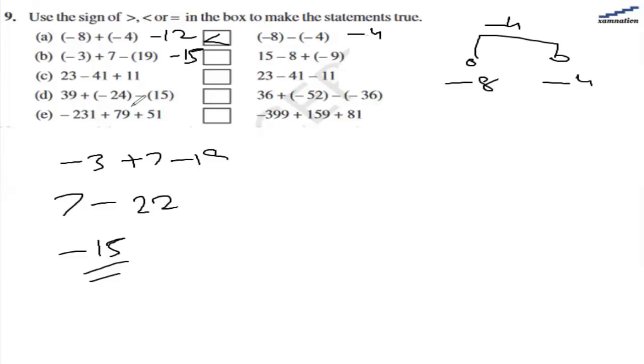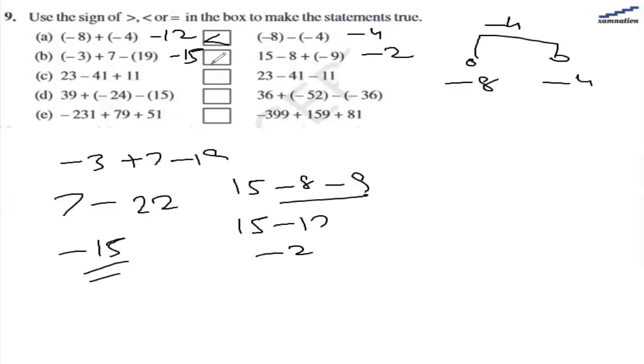And on the right hand side we have 15 minus 8 and minus 9. So we have 15 minus 8 and minus 9 when you open the bracket. So this will be 17, and the answer will be minus 2. So again, we have seen the right hand side is bigger than the left hand side, so the sign will be lesser than, the left hand side is lesser than the right hand side.